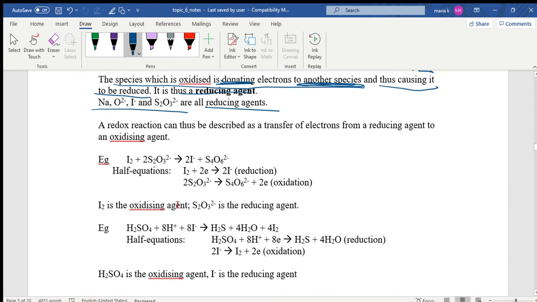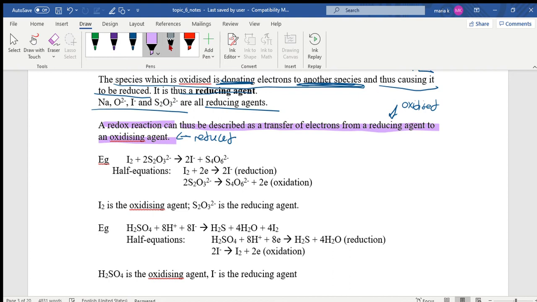So let's move on. A redox reaction here can thus be described as a transfer of electrons from a reducing agent to an oxidizing agent. Oxidizing agent is itself reduced, so gained, and reducing agent is itself oxidized, so lost.